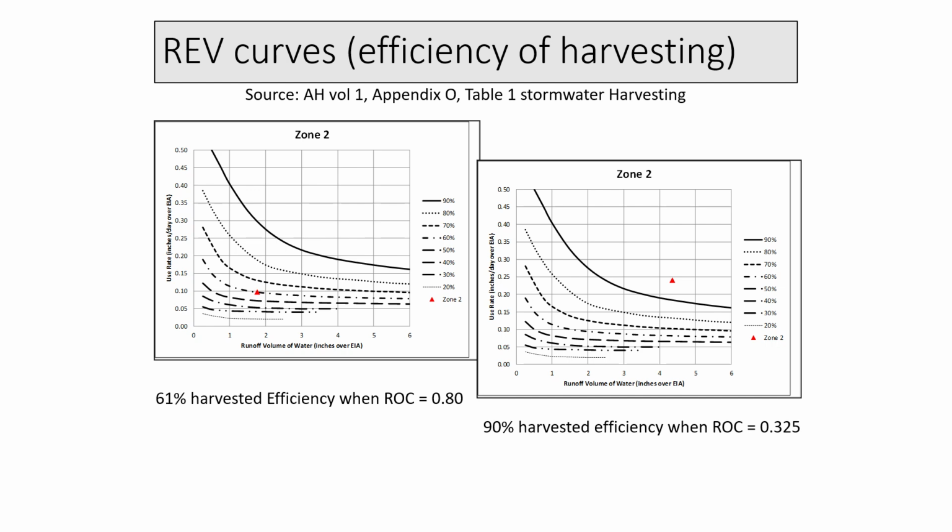Specifically, for the discovery option, these curves show that we achieve a 61% harvested efficiency when the reliability of capture, or ROC, is 0.80. If we aim for a higher efficiency, say 90% harvested efficiency, the required ROC decreases significantly to 0.325. This demonstrates how the selection of your ROC value has a substantial effect on the overall harvesting efficiency and, consequently, on your ability to meet current regulated performance standards for stormwater harvesting.